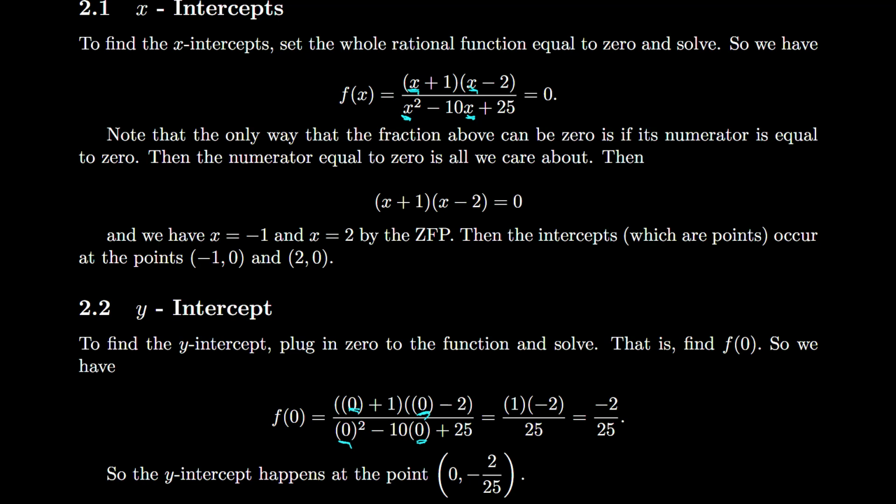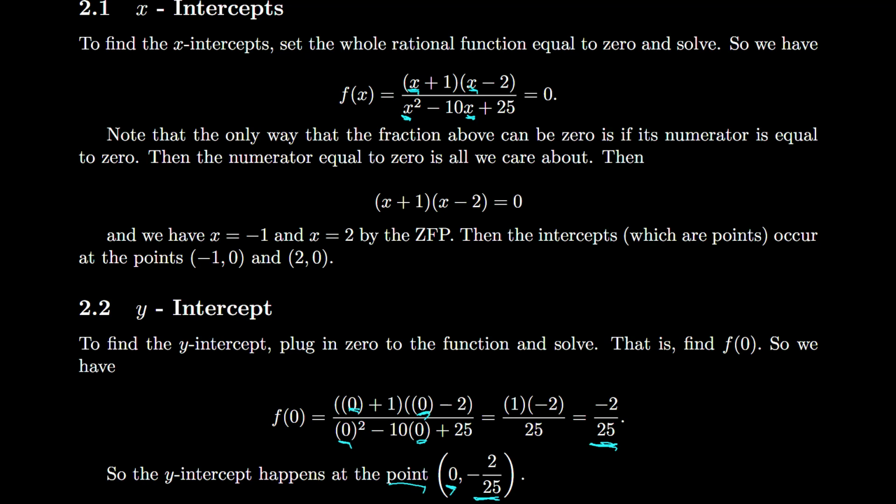0 plus 1 is 1. 0 minus 2 is -2. 0 squared is 0. Minus 10 times 0 is 0. Plus 25 is 25. 1 times -2 is -2 over 25. That's your final answer. So the intercept is a point, and it happens at the point what you plugged in, 0, what you got out, which is -2/25. So it's a weird number, but that's it. That's how you get the x and y-intercept for a rational function, and it's how you get it for literally any other real defined function.